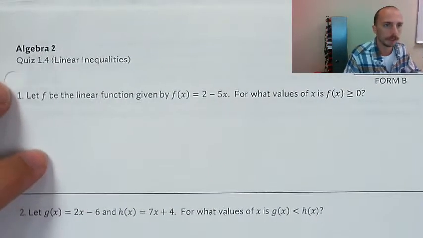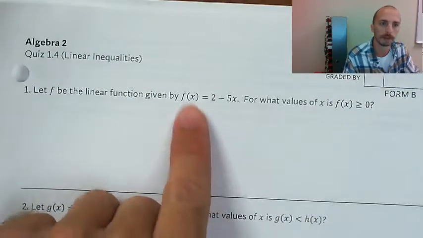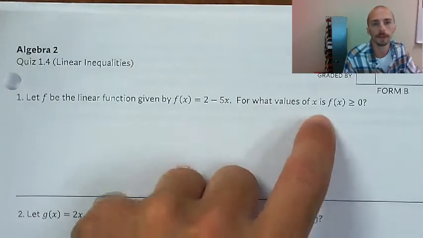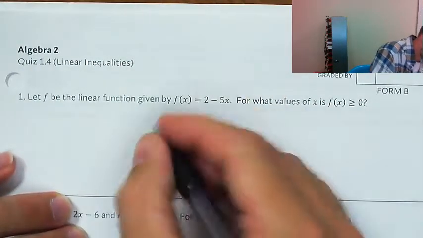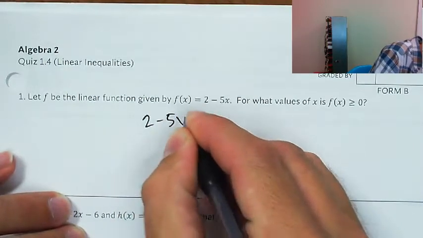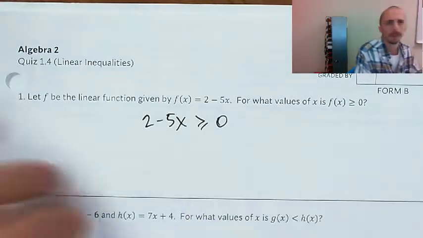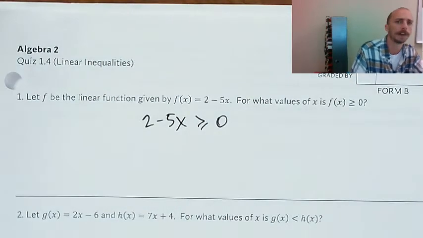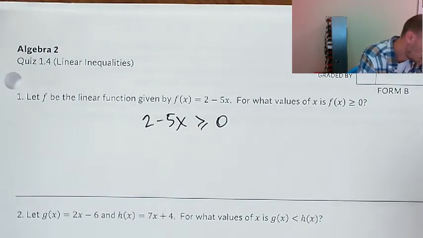Right, for Form B, okay, we've got a formula for f of x. f of x equals 2 minus 5x. We want to know where is f of x greater than or equal to 0, so we're just going to plug in using that formula. So 2 minus 5x represents f, and we want to know where that's greater than or equal to 0. I think really maybe f represents 2 minus 5x, but that's a different discussion for later in the course. Okay, we're going to start solving.